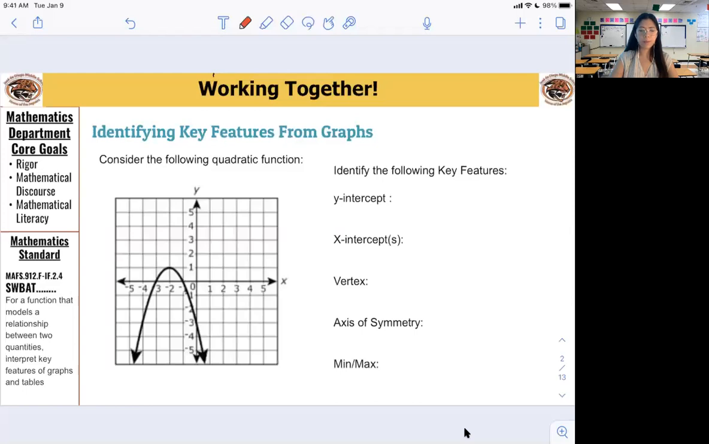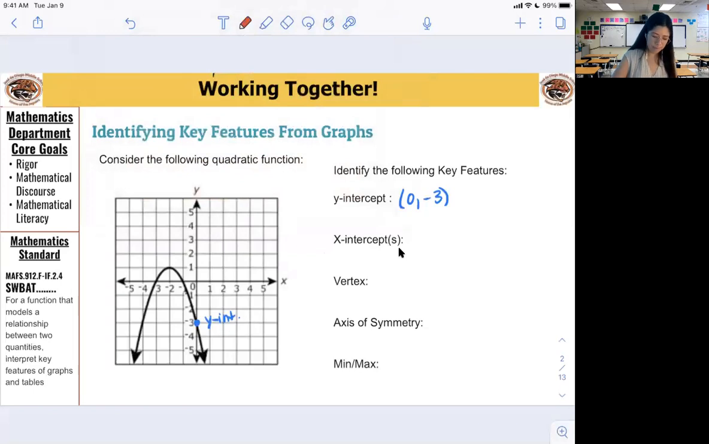Okay, about 10 more seconds. See how many you can get. And time. Let's go through it. Shout it out if you know the answer. I already see Juan put down one answer in the chat. The y-intercept is at -3. Good. There's my y-intercept. All right, where are my x-intercepts?